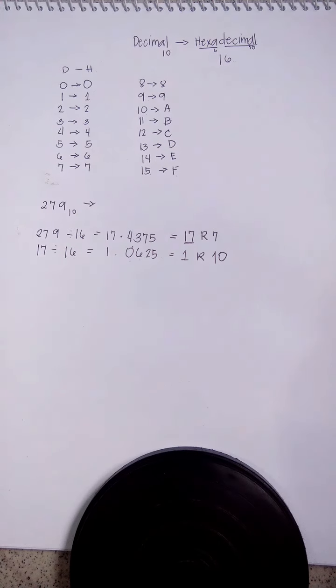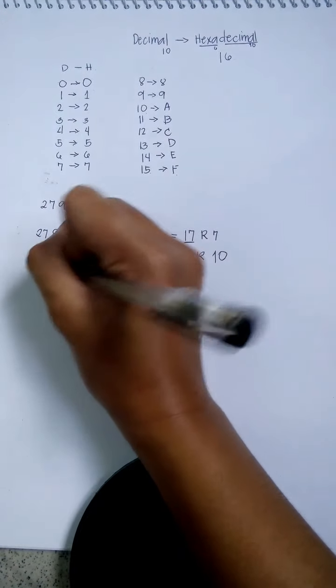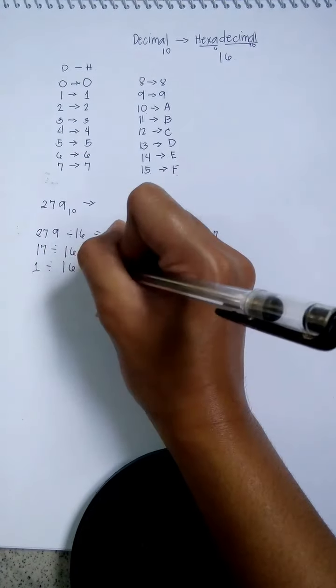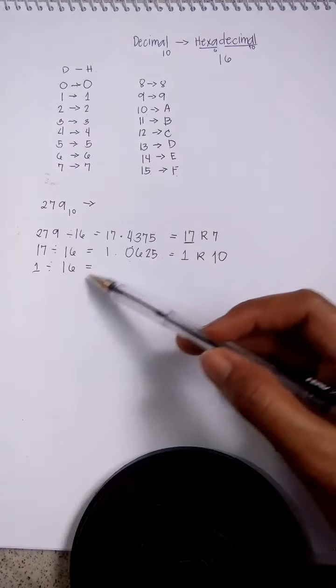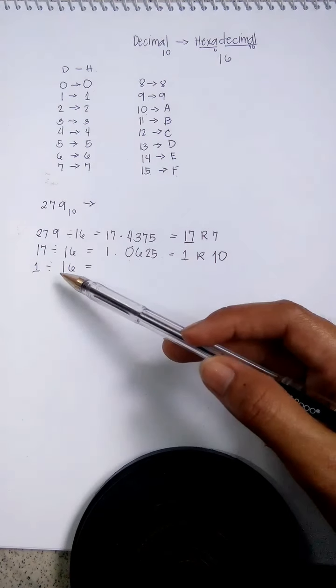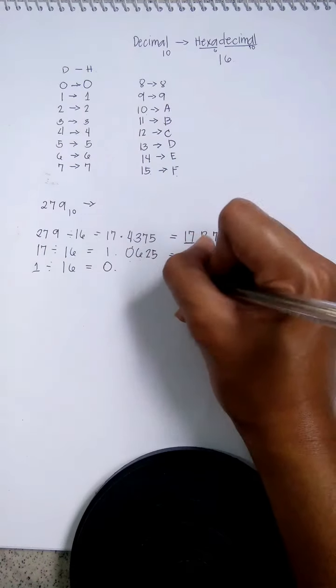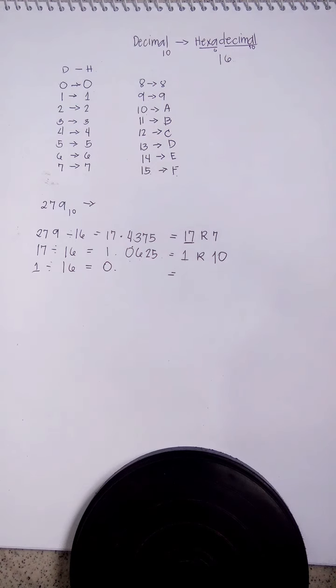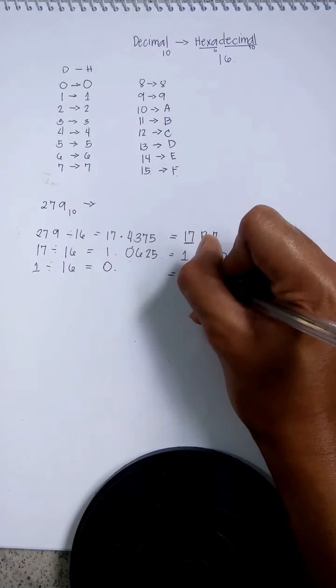And then you need to take the 1 divided by 16. Now, we really don't need to do the division here because 16 doesn't go into 1. I mean, 1 goes into 16 zero times. So we could say it's 0, remainder 1.